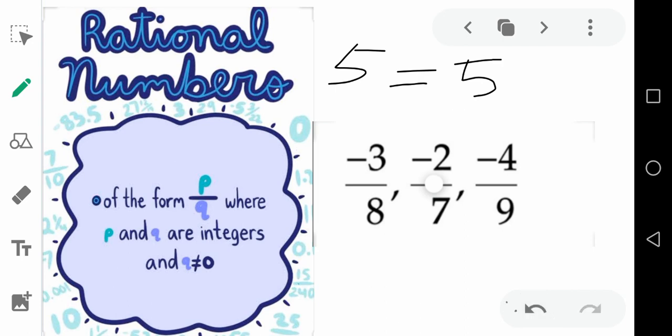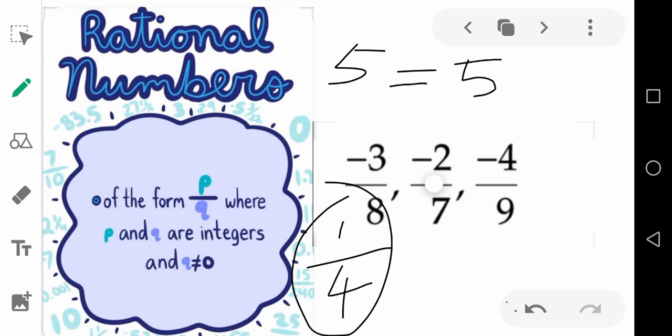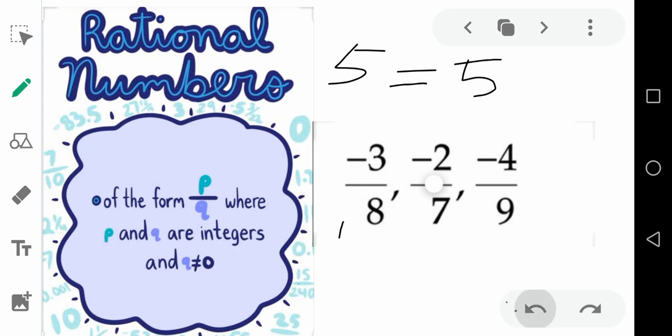Okay, if I am writing the number 1 by 4, a fraction, you know fractions, right? If I am writing 1 by 4, what is 1? 1 is called the numerator, and what is 4? 4 is the denominator. So in the case of rational numbers, any number which can be written in the form p by q, and the denominator should never be equal to 0. So here we have the examples, right?